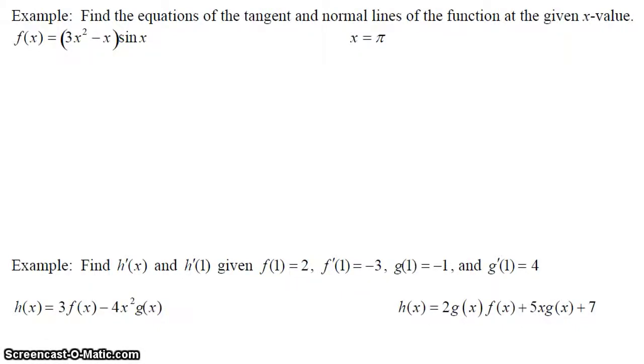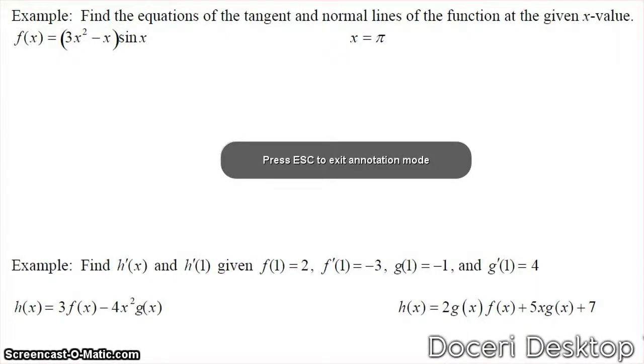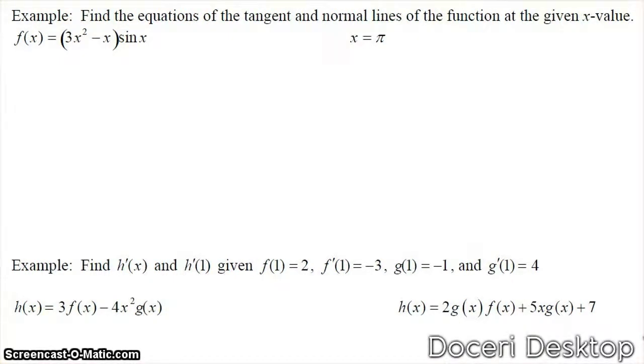Okay, last two questions are a little bit more confusing, but it's basically the same concept that we used beforehand. So let's get right to it. We need to find the equation of the tangent line and normal line of the function that's given with x value. So remember from what we did earlier from last section, we need to find out what point it is.